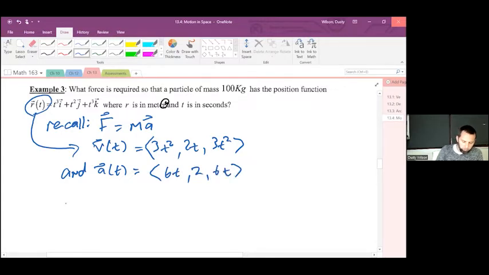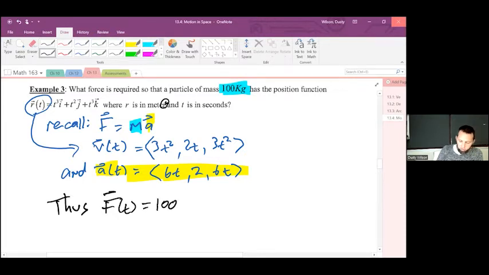And so we can put these things together. And so we know our acceleration in the formula. It's this guy right here. We also know the mass. That's the 100 kilograms. So thus, we get that F of t will be equal to 100, the mass we're trying to move, times the acceleration vector of 6t, 2, 6t. So here's the force required to move this superparticle. This will give me the force.